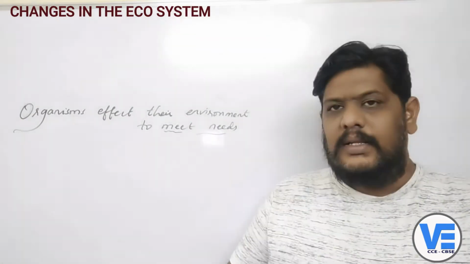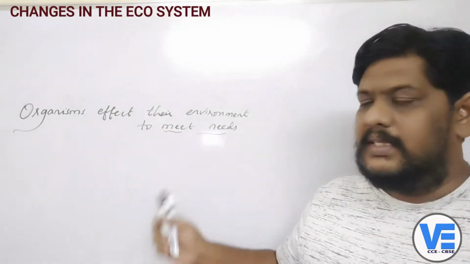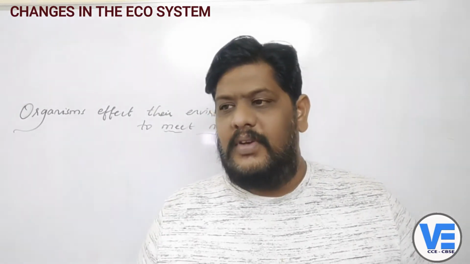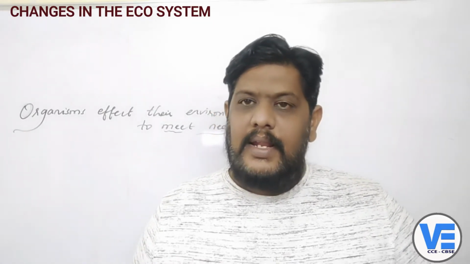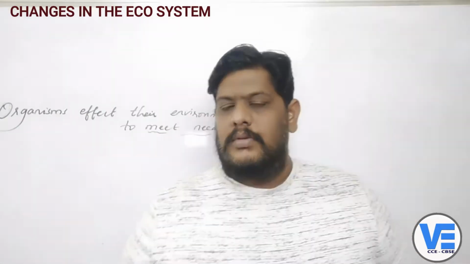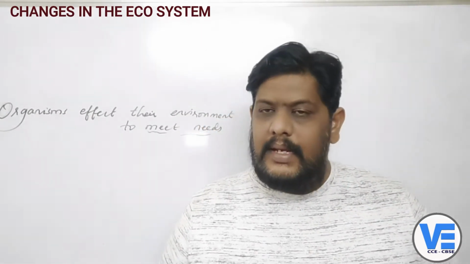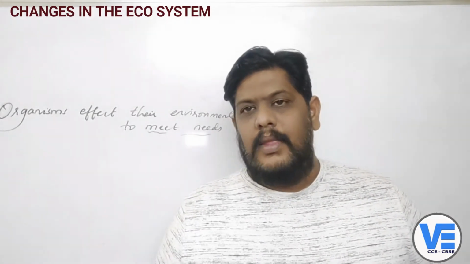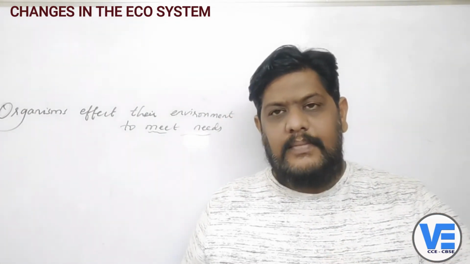Okay, so now here in the changes in the ecosystem, the complete topic is based on this particular line. Okay, you can see the line here. Organisms affect their environment to meet their needs. So each and every organism, to meet their needs, whatever they do to meet their needs, that will affect the environment. Basically these organisms, to meet their needs, always go on making some kind of changes. Now these changes which they make will affect the environment.